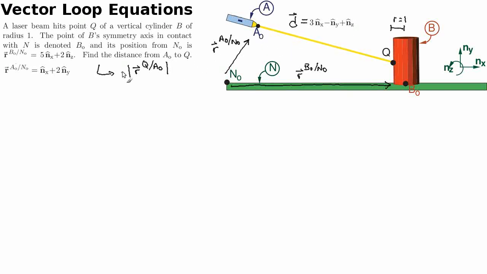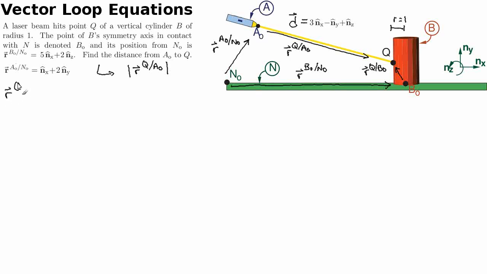Instead, whenever we're asked to find some kind of distance, we can use vector geometry, and specifically, we can write a vector loop equation to solve for any unknowns that we need. We've already defined the position of AO from NO and the position of BO from NO. So let's go ahead and label the position vector of Q from AO and the position vector of Q from BO.